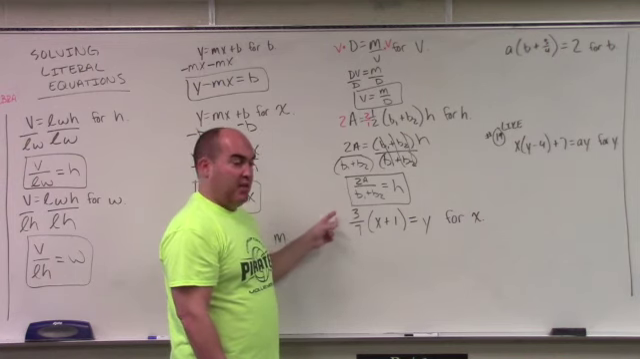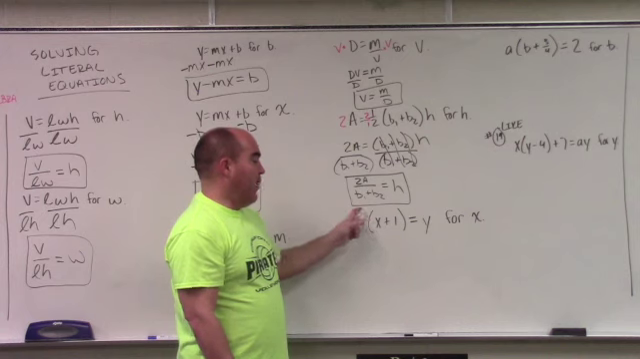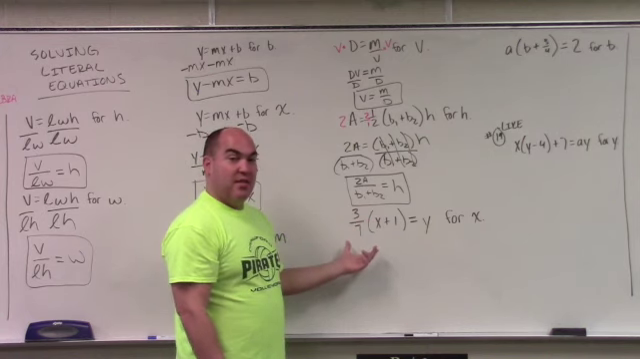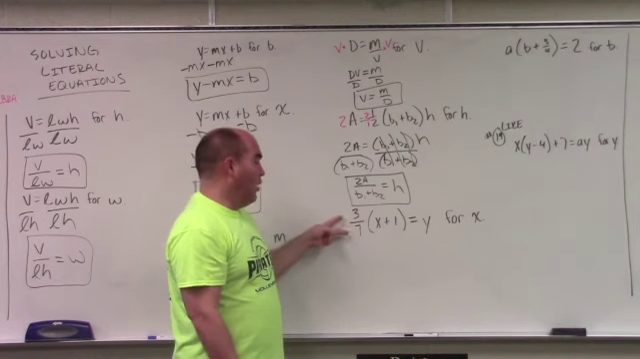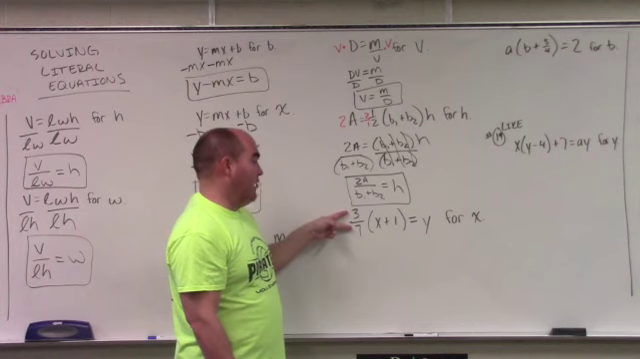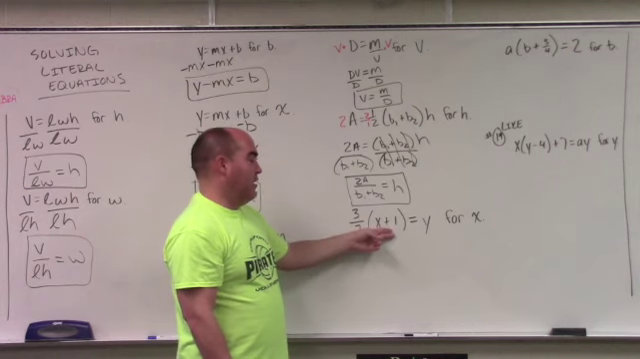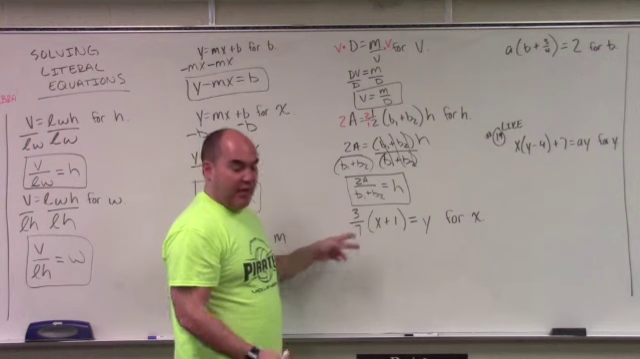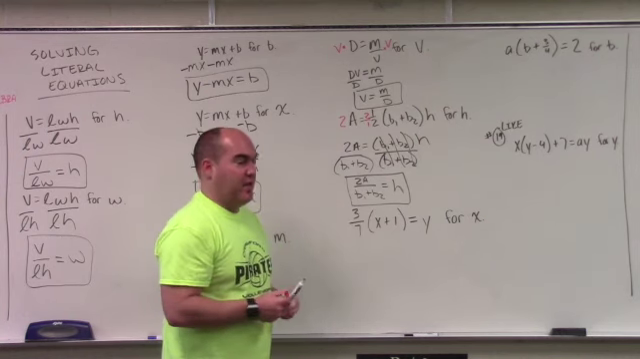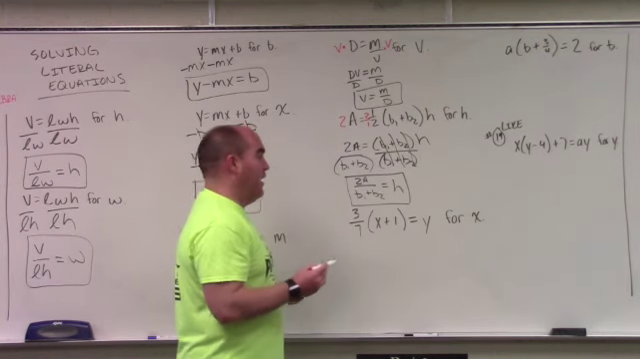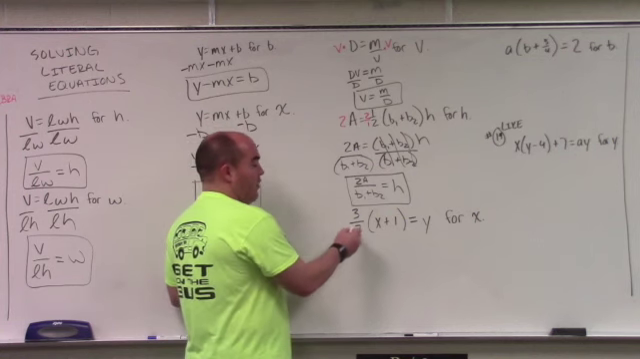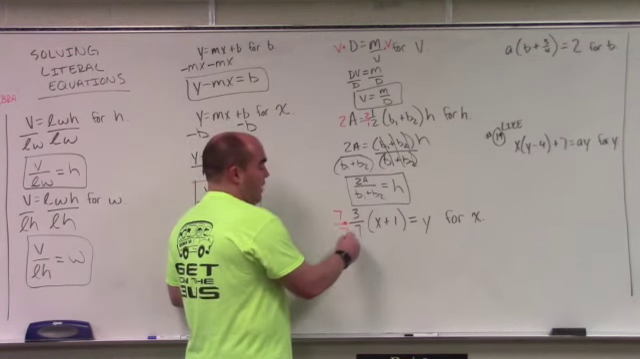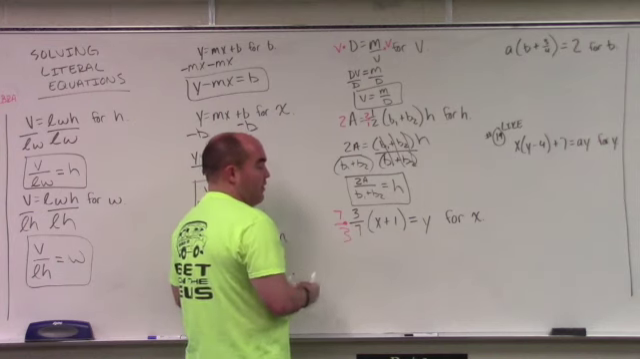So I have two choices. I can do distributive property, which in this case is not going to be real helpful, or I can just get rid of the fraction. Well, how do I get rid of a fraction? The same way I get rid of any fraction. If it's 3 over 7, I can flip it and multiply. So multiply by 7 over 3.